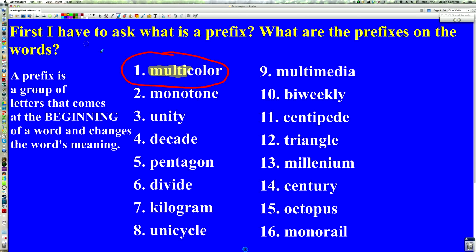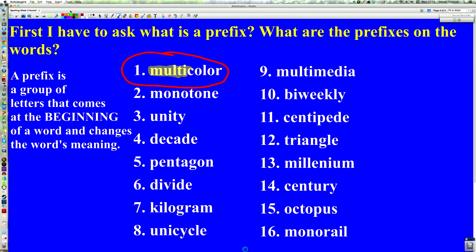What does that mean? If you think of something being multicolored, multifaceted, multimedia, any of those, like multimedia is right here, what does that mean? It tells us that there's more than one, right? Multi is more than one. There's multiple people in the room. There are multiple ways of doing things. Multi means more than one.